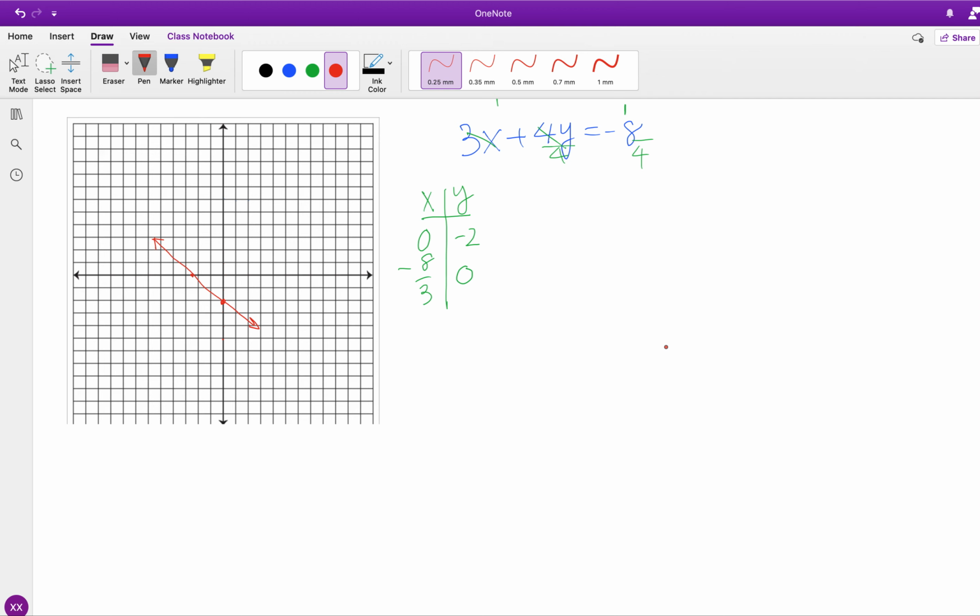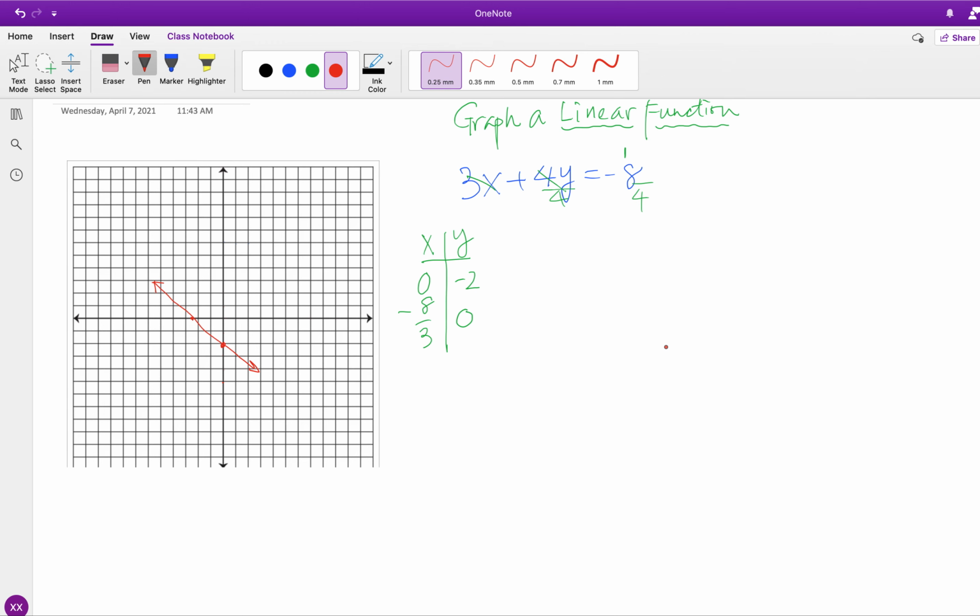However, I'm also saying, no, I don't want to do that. What I want to do is change the general form into the slope-intercept form.